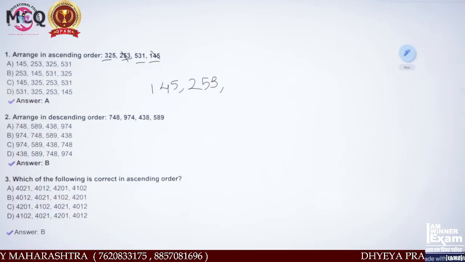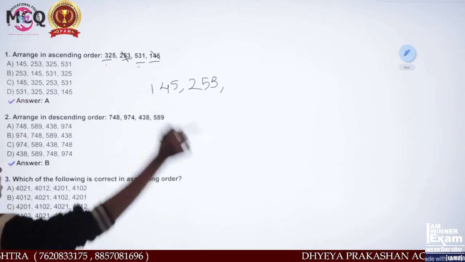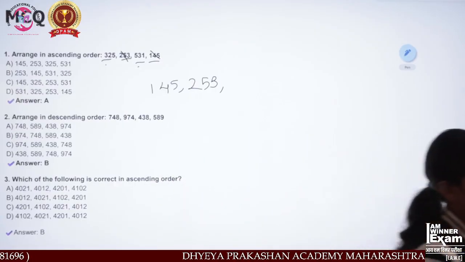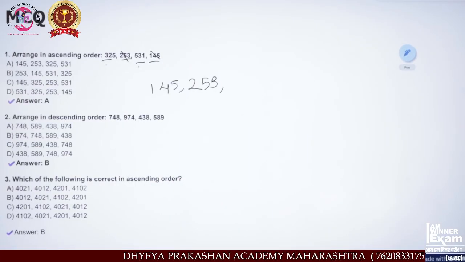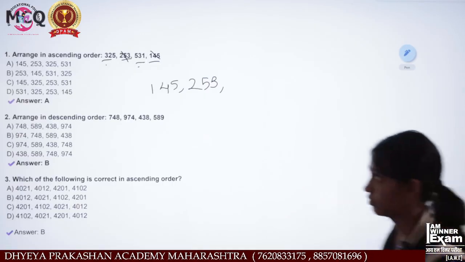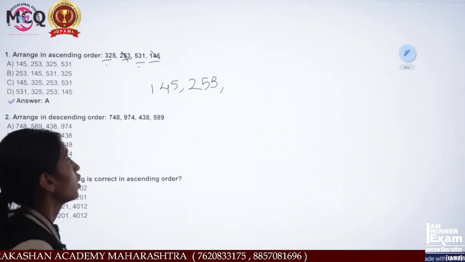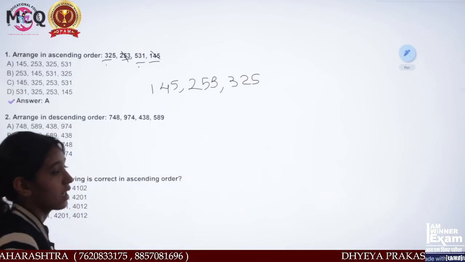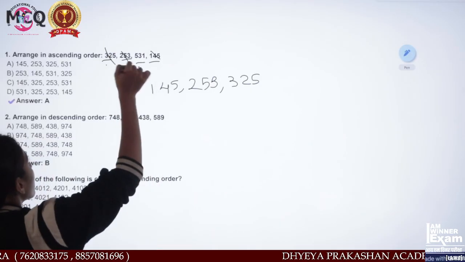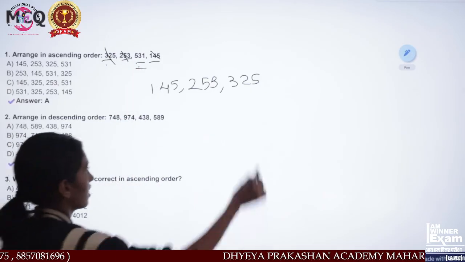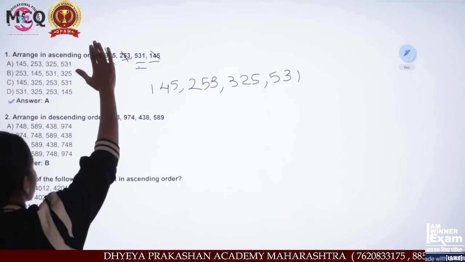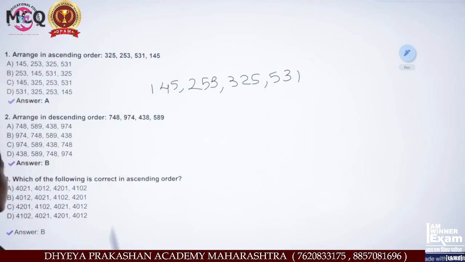Then compare these two numbers. Which number is the smallest? Three hundred and 25 is the smallest, right? 325. After that, only one number remains, 531, right? Then this is our ascending series, and our answer is this.